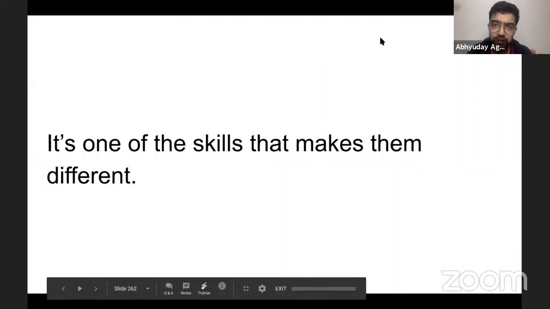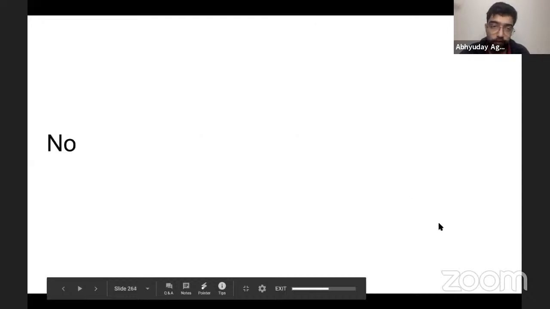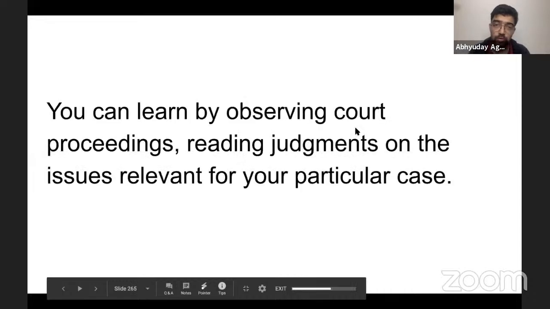So I was understanding the whole system. Somebody asked, as law students, how will I do a clerkship? But that's not possible as a law student. This is for law graduates. Now, what if you want to learn this as a law student? There are other ways of learning this.